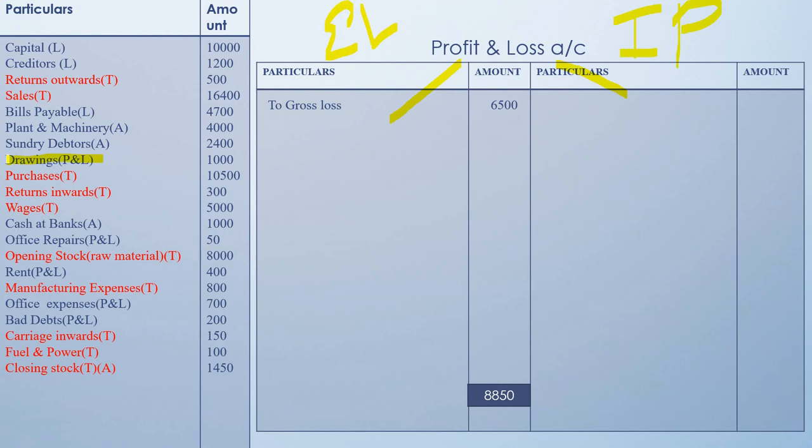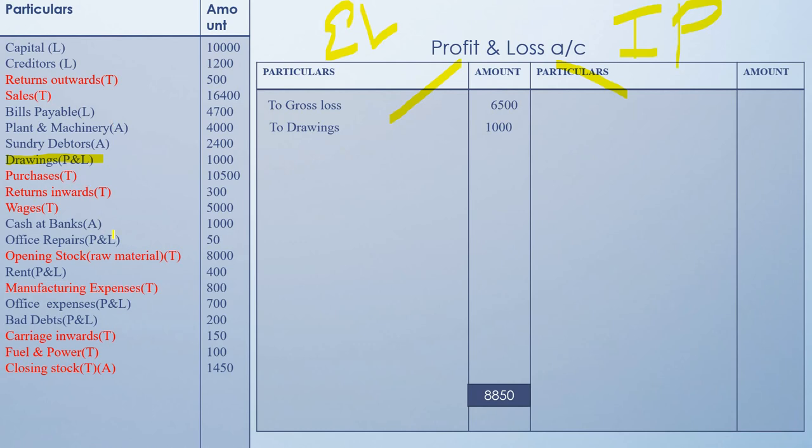First, this is a liability in the P&L account: drawings. Drawings means a withdrawal. The owner withdrew some amount from the business, took it out of the business. So the business was losing money, and it is a loss for any business. All the losses and all the expenses are recorded on the left hand side. We record drawings here, 1000.